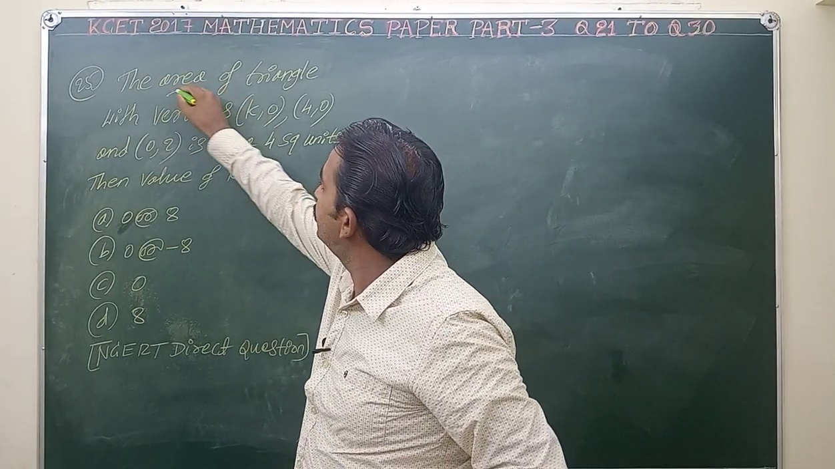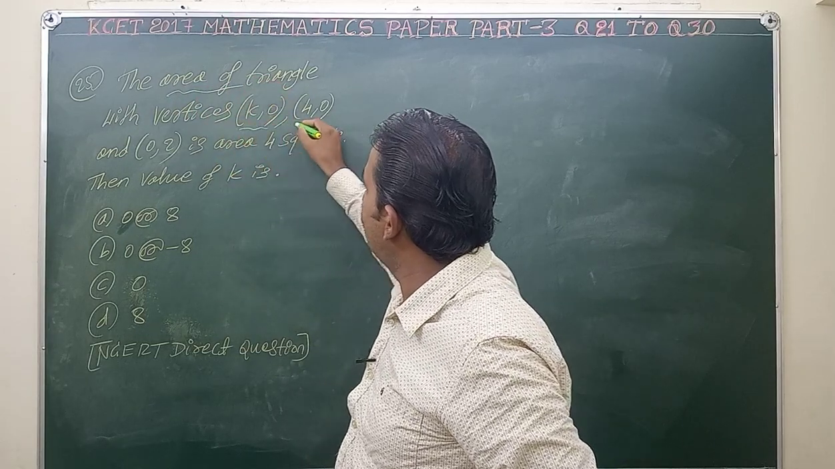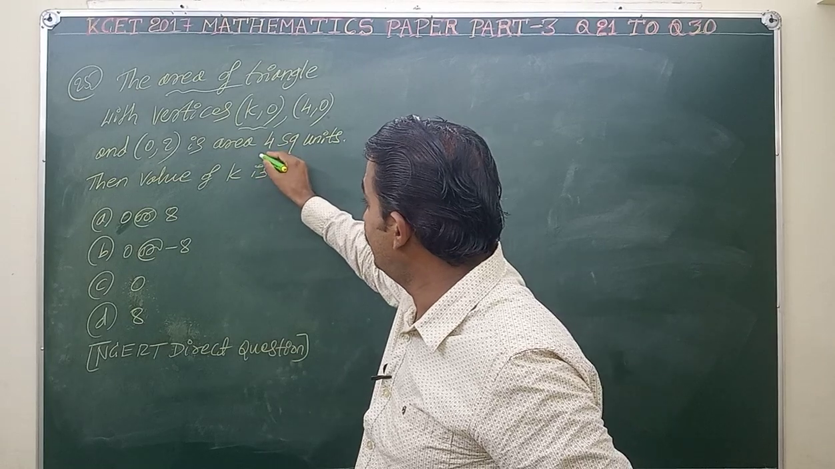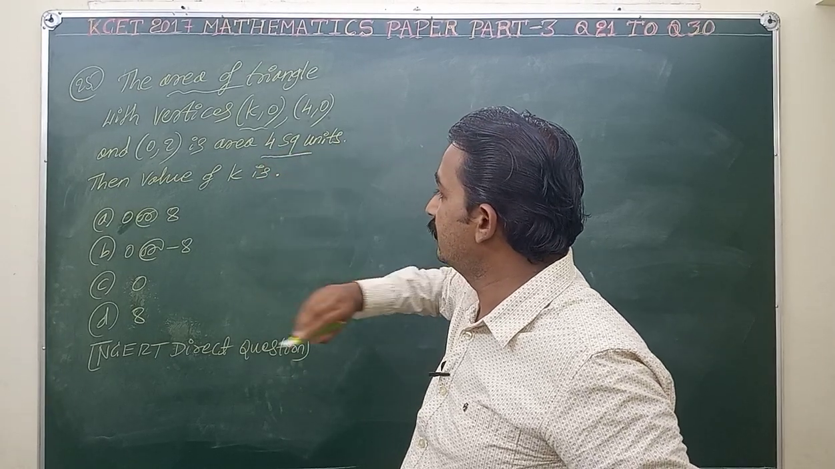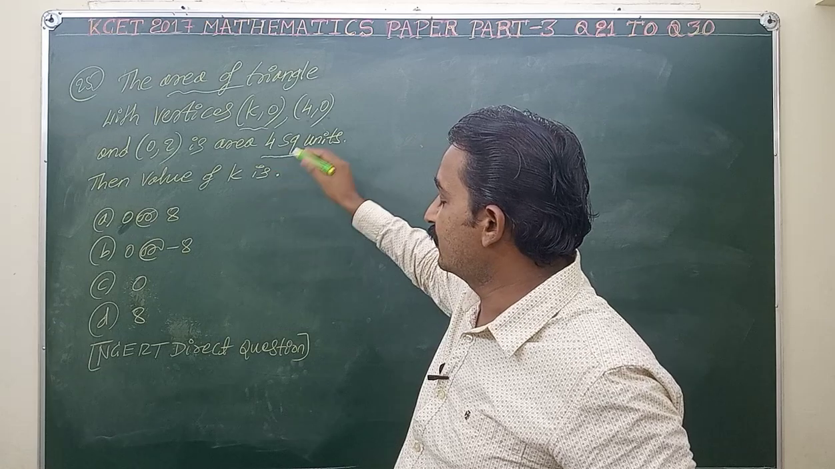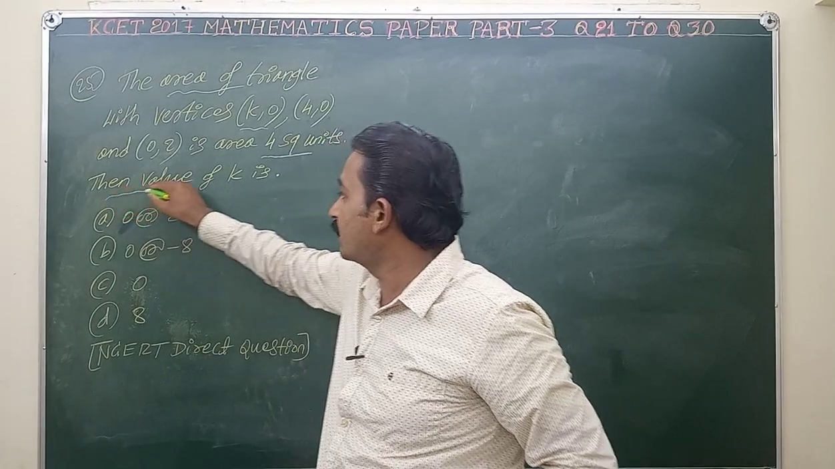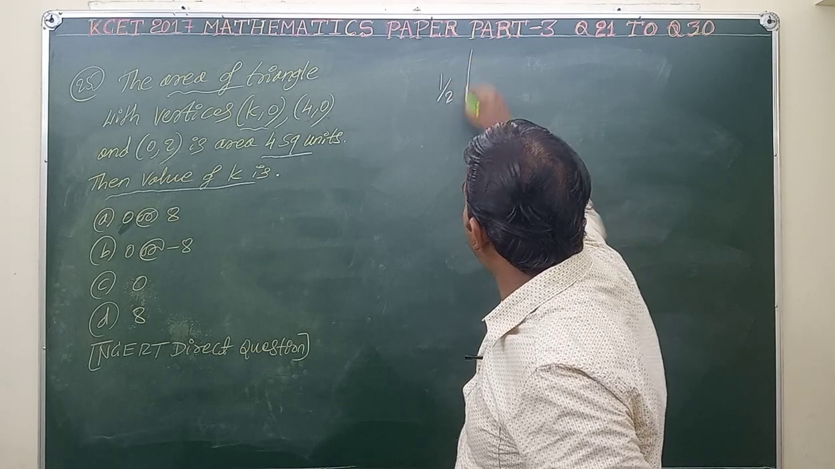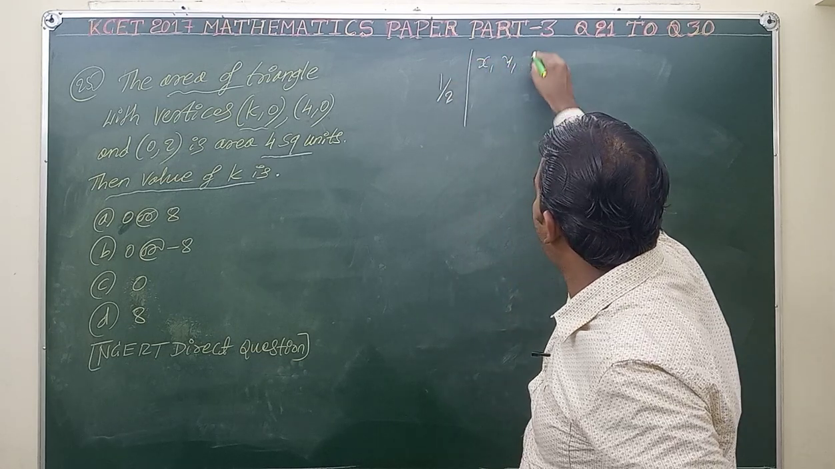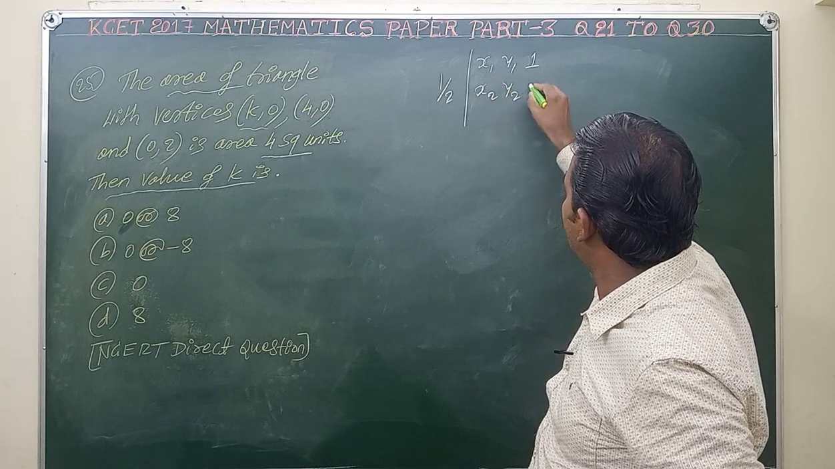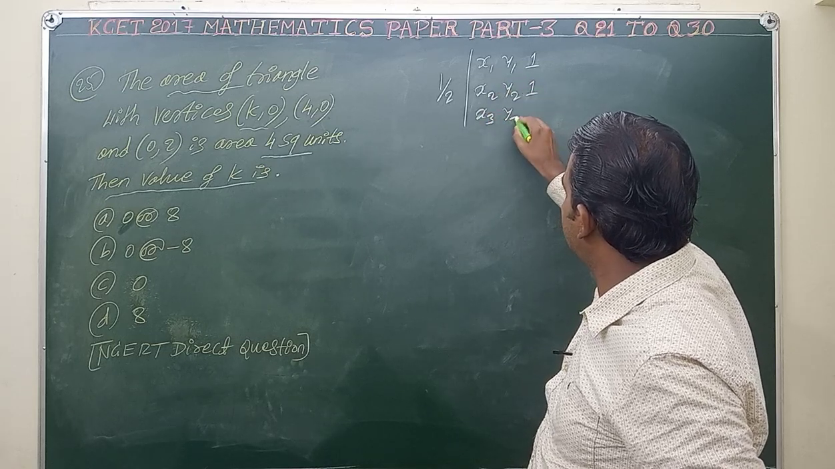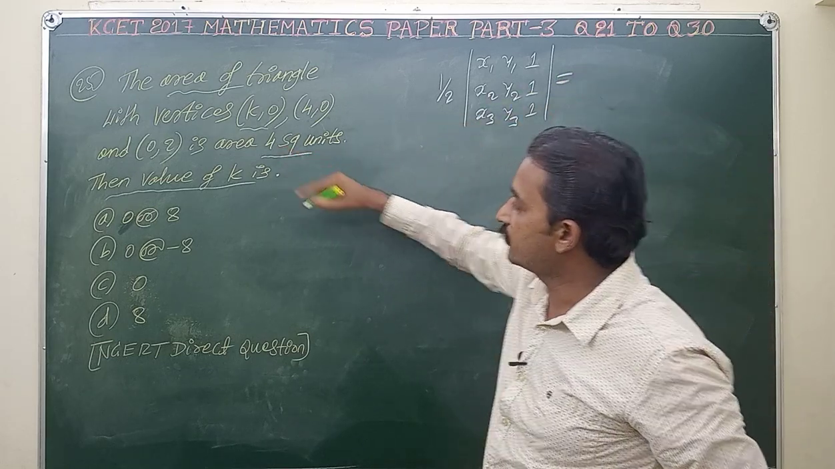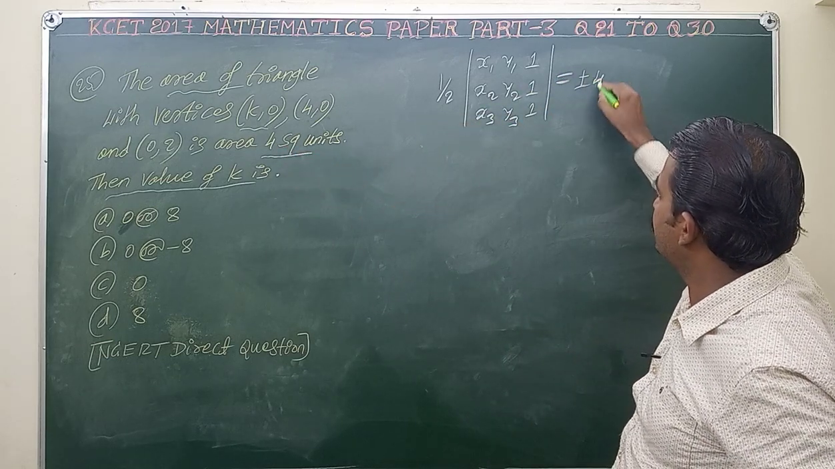The area of the triangle with vertices x1 y1, x2 y2, x3 y3 is 4 square units. It is given, and we take it as plus or minus 4 in this case. Then find the value of K. So using the formula, the determinant with rows x1 y1 1, x2 y2 1, x3 y3 1 is equal to the area. The area is given as 4 square units, and we take it as plus or minus 4.